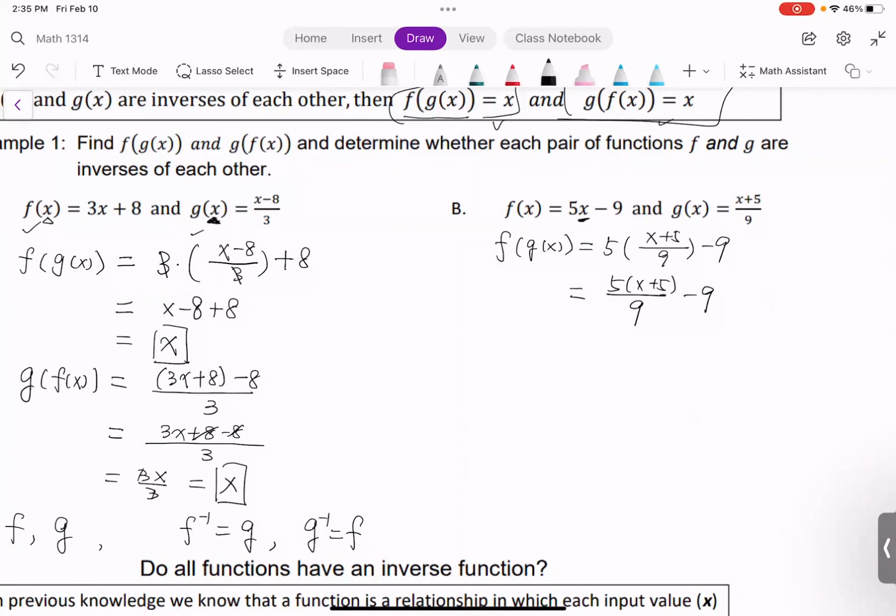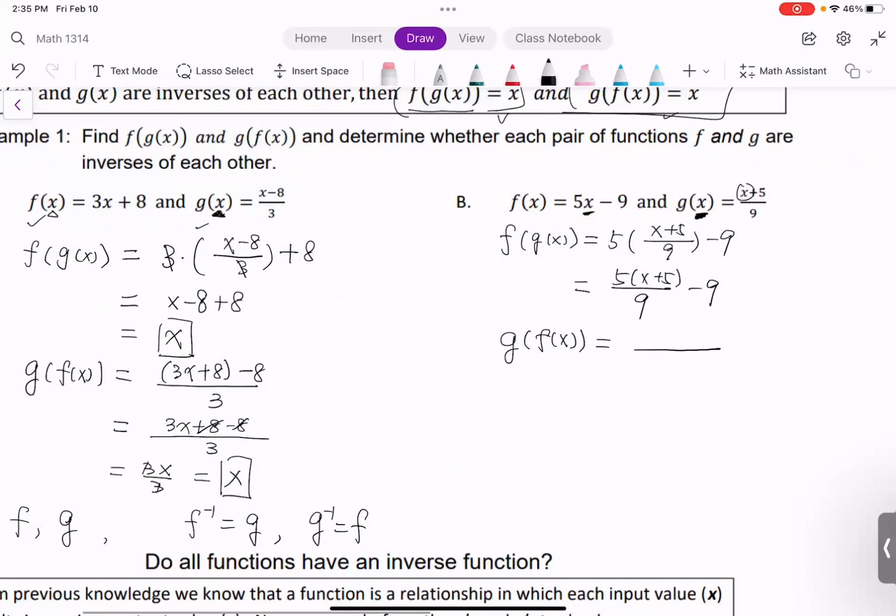How about the other part? So g of f of x equals, so for the g part, all the x need to be replaced by f. When I see the x on the top, that's 5x minus 9 plus 5. The bottom is 9. And we have (5x minus 4) over 9. This is not x. So f and g are not inverses of each other.